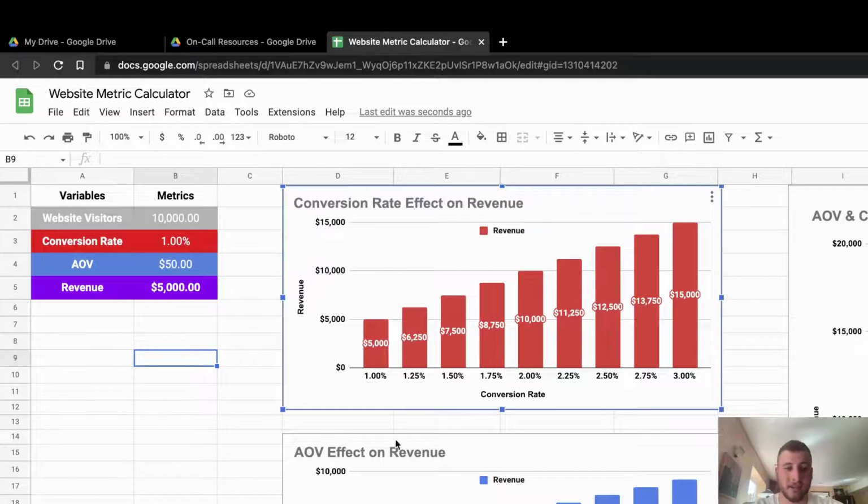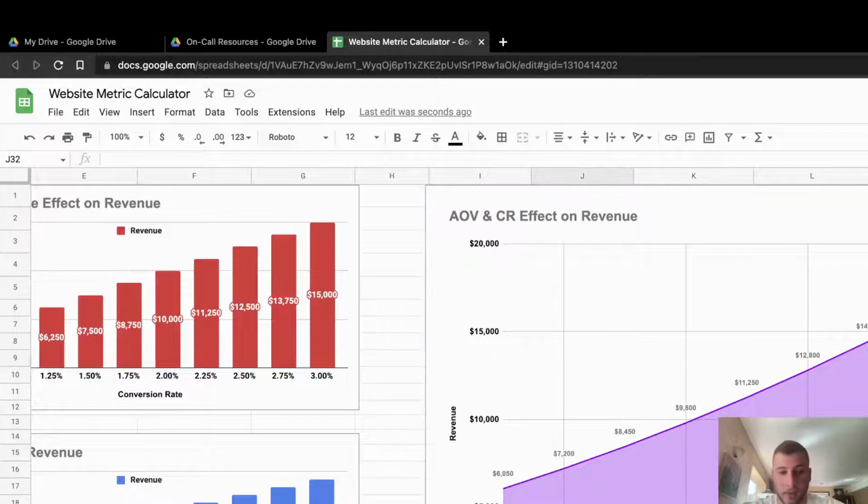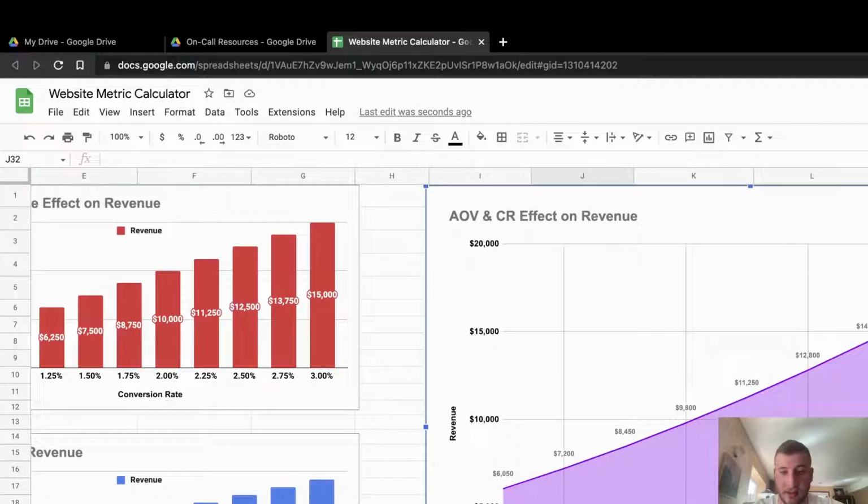So in this chart, you can see if we just increase your conversion rate from 1% to 1.25%, you now have an extra $1,250 a month. Same thing for AOV. If we just increase your average order value from $50 to $60, all of a sudden you have an extra $1,000 a month. You go from 5,000 to 6,000. And if we increase both of them, right? If we increase average order value and conversion rate both by 20%, all of a sudden we go from 5,000 a month where we started to 7,200. If we increase them both by 40%, we just doubled the entire business.